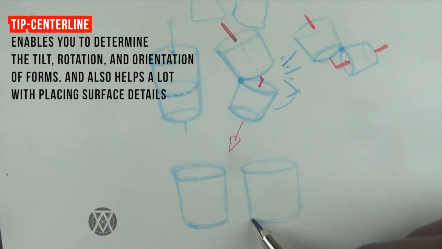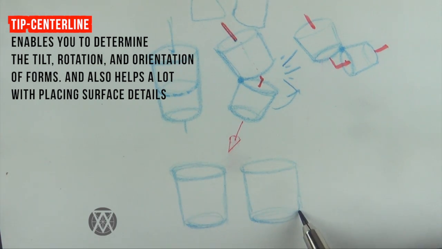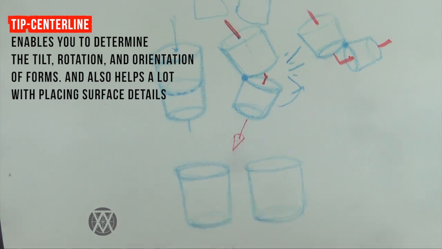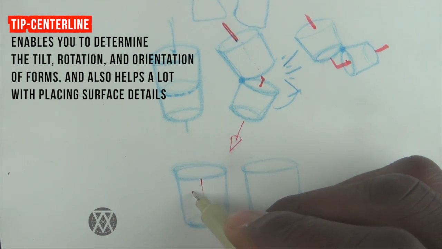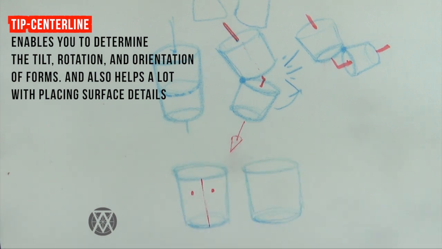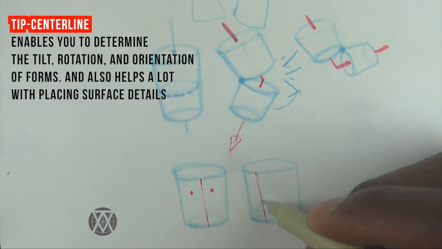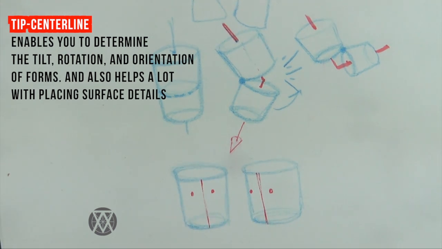And we're going to use the center line as a way of indicating the position and tilt and degree of rotation of the form. So for example, if the center line is here, okay, so see, things are symmetrical like that. Now if the center line goes here, then we know that it's like that. You see what I mean?